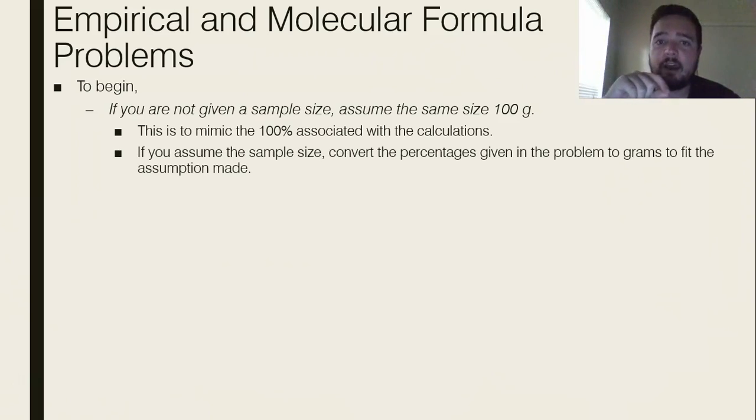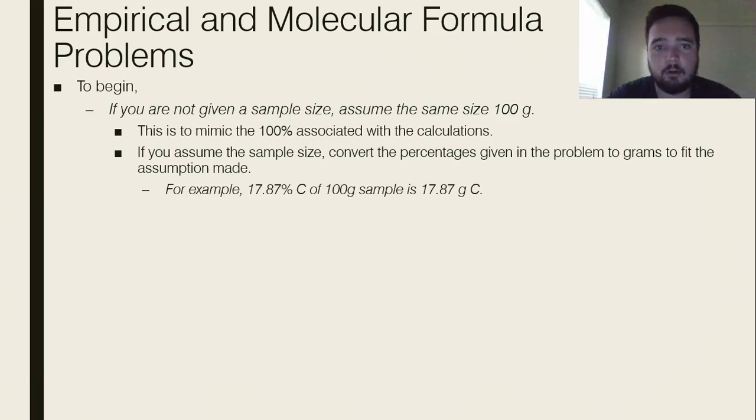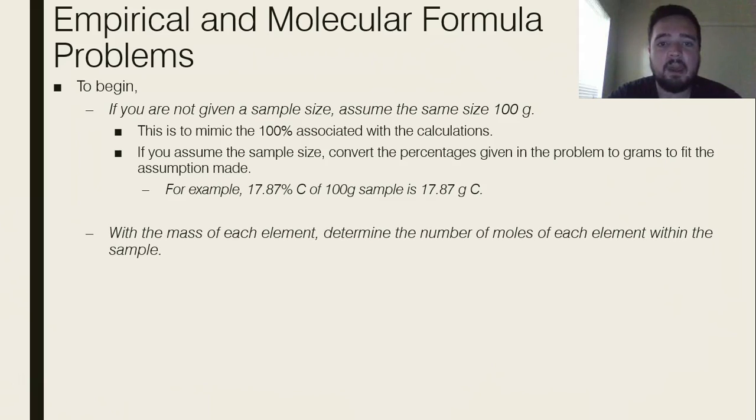If you assume the sample size, you can convert the percentages that I give you in the problem for each element or compound to grams to fit the assumption made, okay? So if I say that the sample is made up of 42% hydrogen, you can assume that out of the 100 grams, there's 42 grams of hydrogen. And again, that's another example. So if I say 17.87% of the 100 gram sample is carbon, then I can say that there's 17.87 grams of carbon. Okay. With the mass of each element, you determine the moles of each element within the sample.